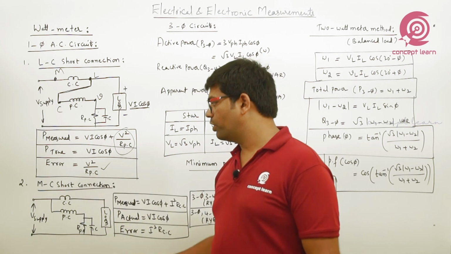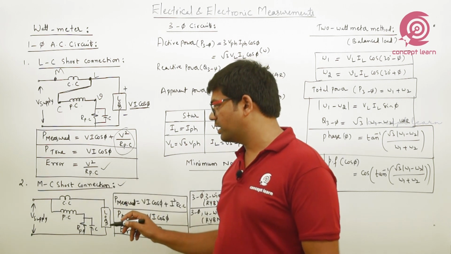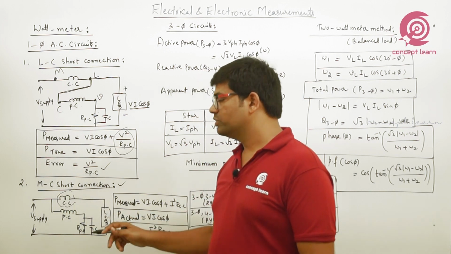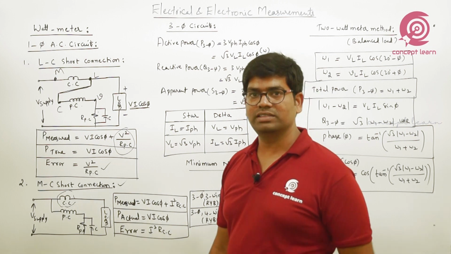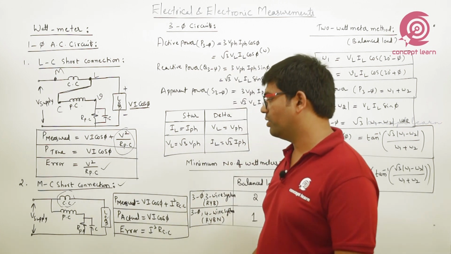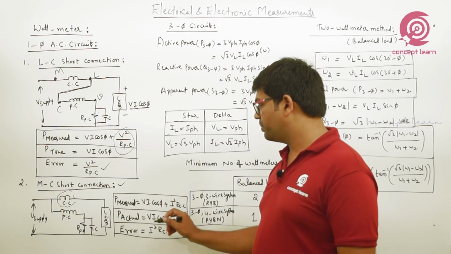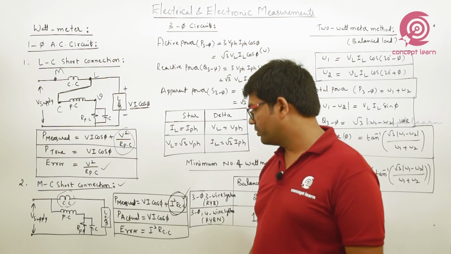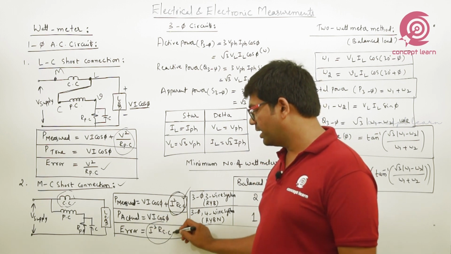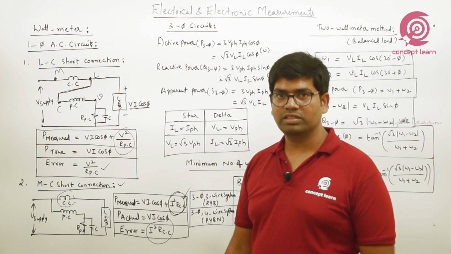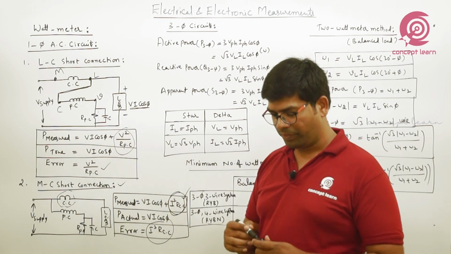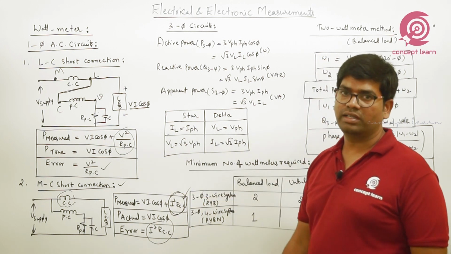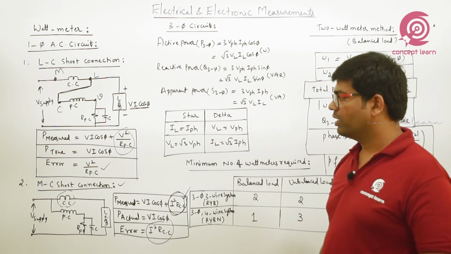Right? Suppose I follow the MC short connection. MC short connection is nothing but the current coil circuit being near to the load. So whichever circuit is near to the load causes error in measuring the quantity. Now in the measured power, the power loss is associated with the current coil circuit. So the error is because of power loss in the current coil circuit. So two different possibilities, and how we get the reading you can notice from these expressions in both the LC short connection as well as the MC short connection.